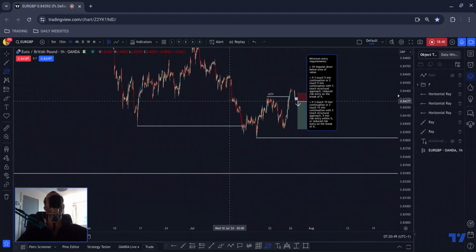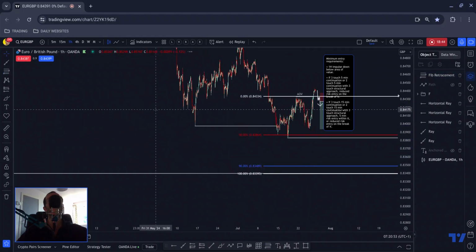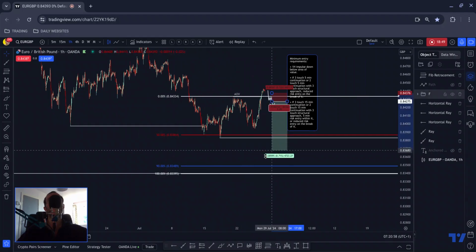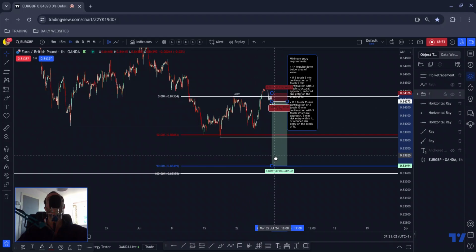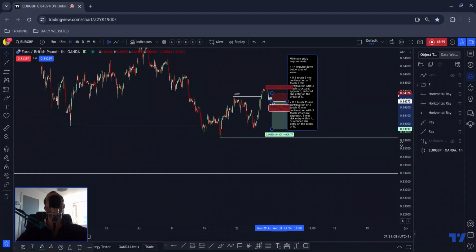So what I would do is measure from this high down to that higher time frame liquidity point, which I just showed you. And then I would set the take profit there for something in the region of 7.5%, and I would trail my stop loss at the same time. And that's what I'm going to be looking for today on Euro Pound, folks.